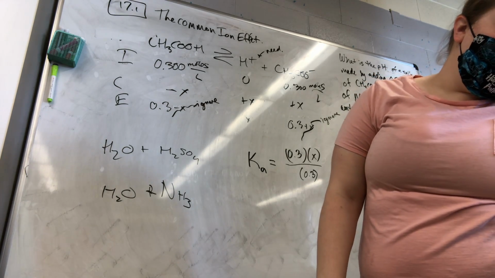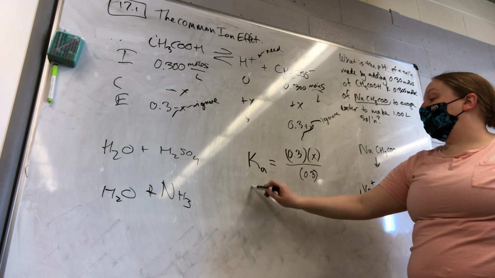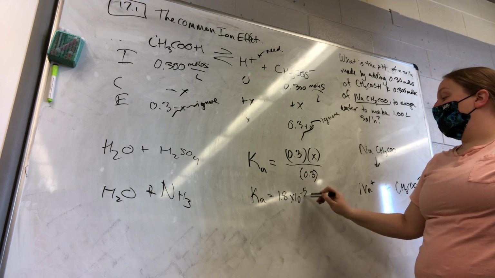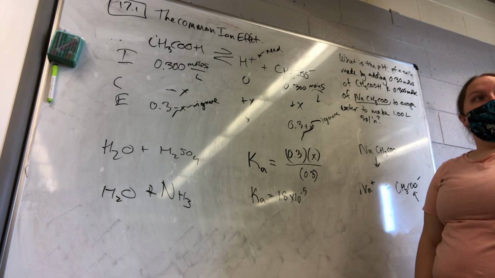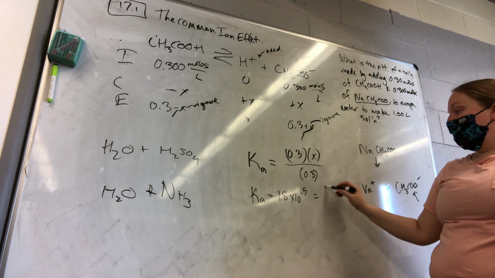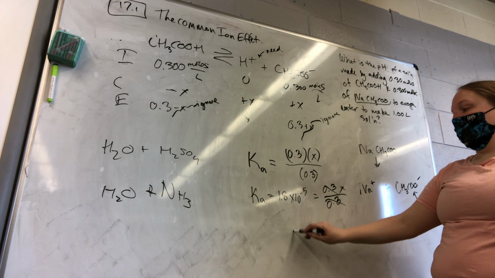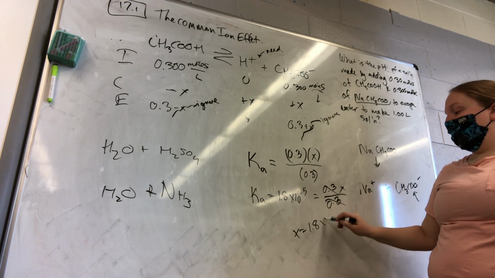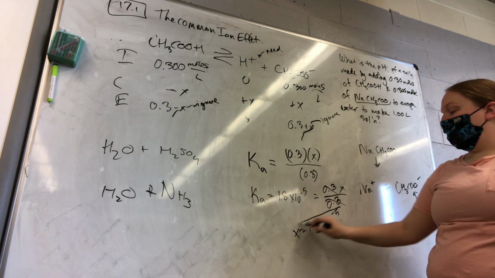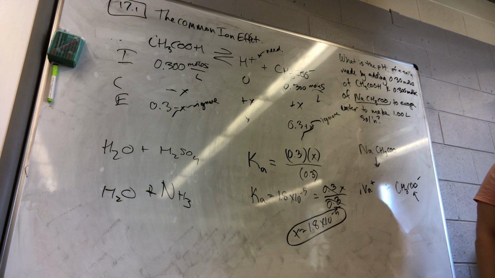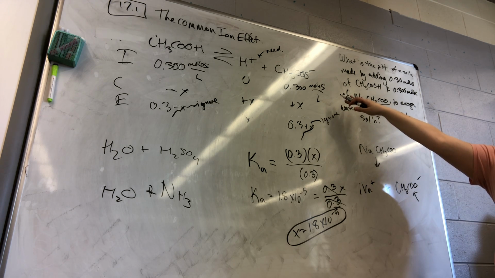We need the Ka for acetic acid, which is 1.8 times 10 to the negative 5th. All right, what do we do next? Is that value in molarity? Yes. Did we put it in the table in molarity? Yes.